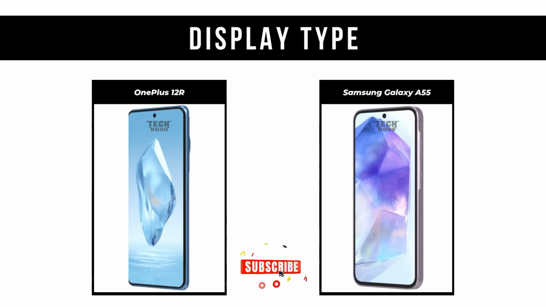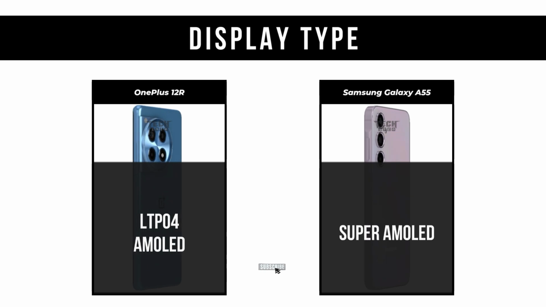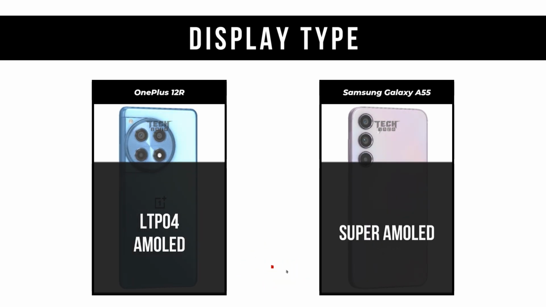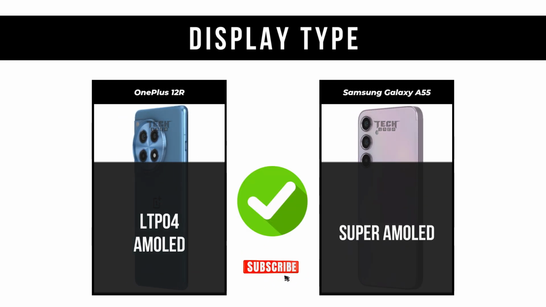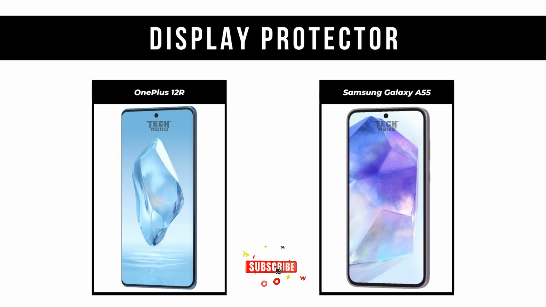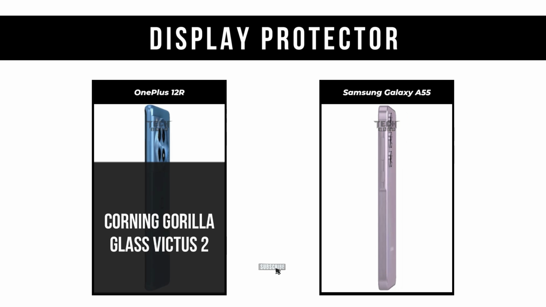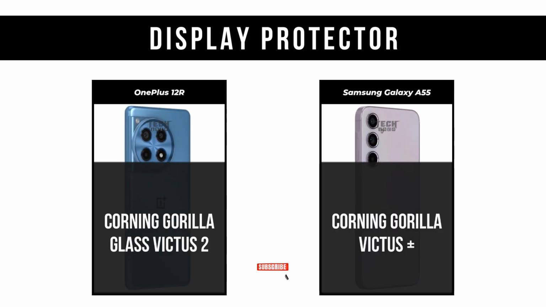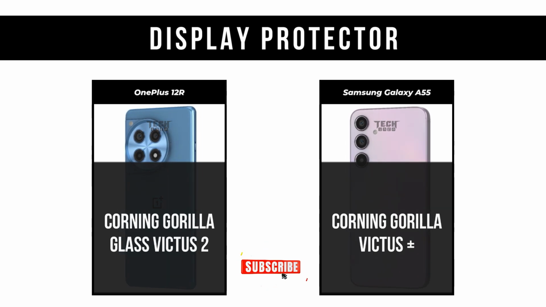Display type. OnePlus 12R is LTPO4 AMOLED. Samsung Galaxy A55 is Super AMOLED. Display protector. OnePlus 12R is Corning Gorilla Glass Victus 2. Samsung Galaxy A55 is Corning Gorilla Glass Victus Plus.